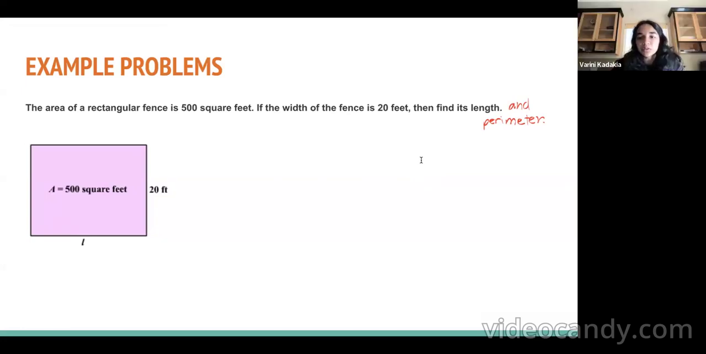Please tell me what answer you're submitting. Because I asked for perimeter and length, just make sure you specify which one is length and which one is perimeter.